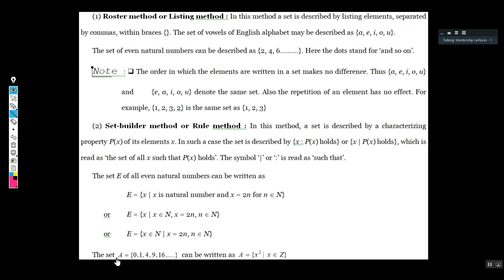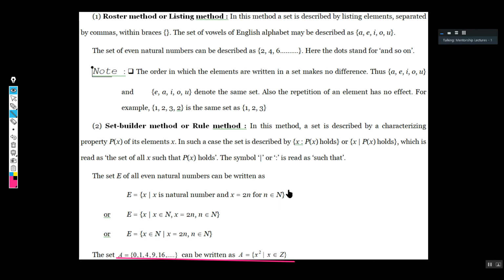Rishikesh, please read this, beta. A is equal to 0, 1, 4, 9, 16 and so on can be written as A is equal to x square such that x belongs to the integers. Yeah.